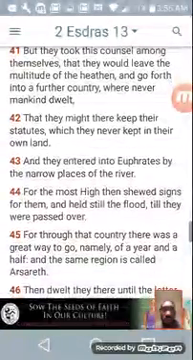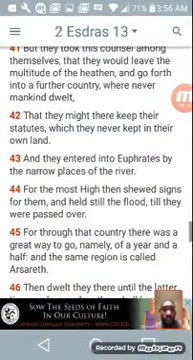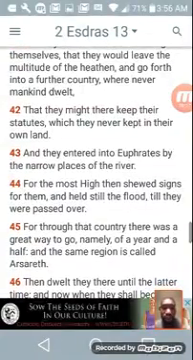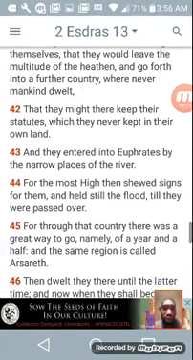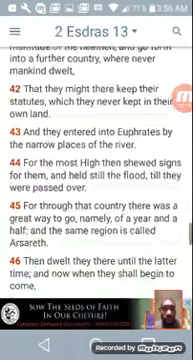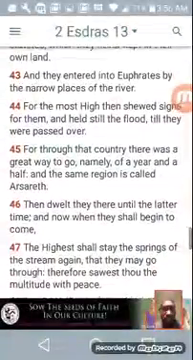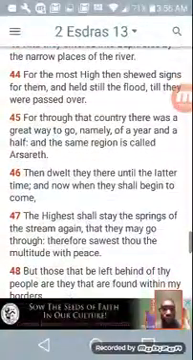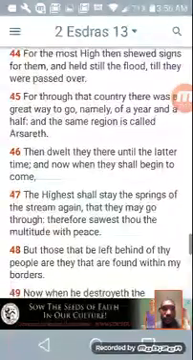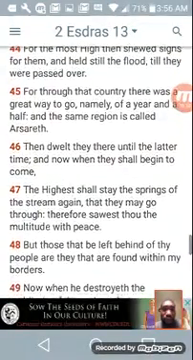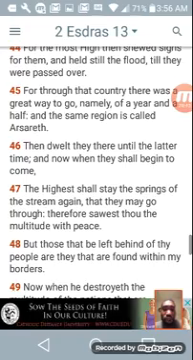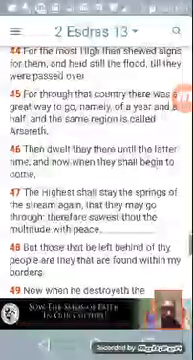It says, verse 42, that they might keep their statutes which they never kept in their own land. Right, so they can come over here and follow the law, statutes, commandments, and follow the Most High. And they entered into the Euphrates by the narrow places of the river, for the Most High then showed signs for them, and held still the flood till they were passed over. Right, so the Most High made the water still, just so the Northern Kingdom could get over here to the Americas.